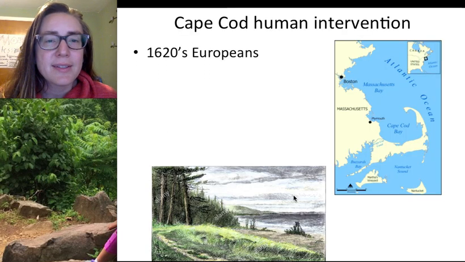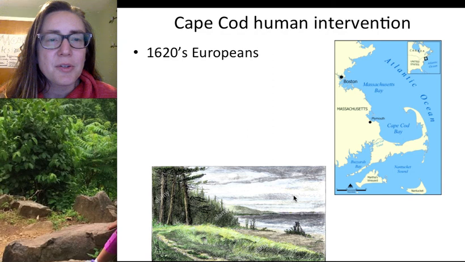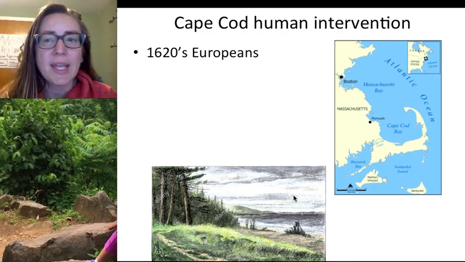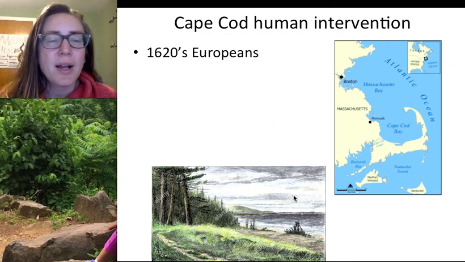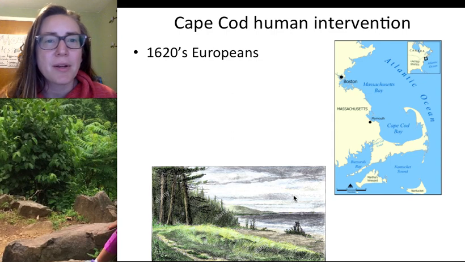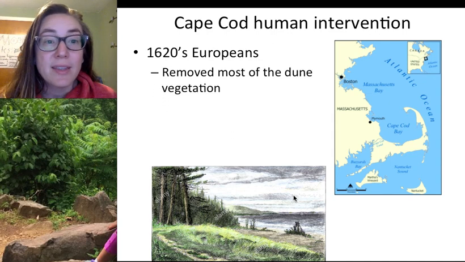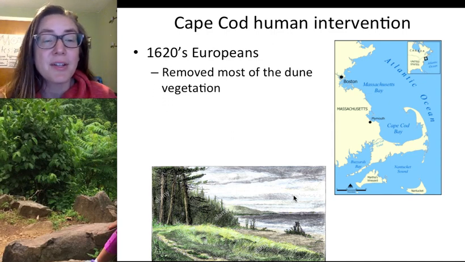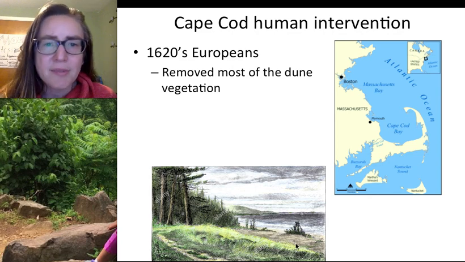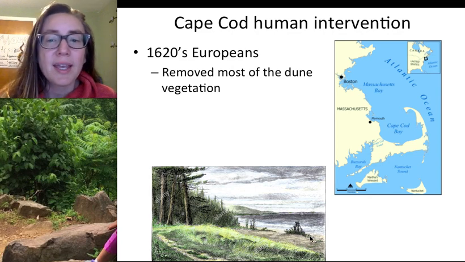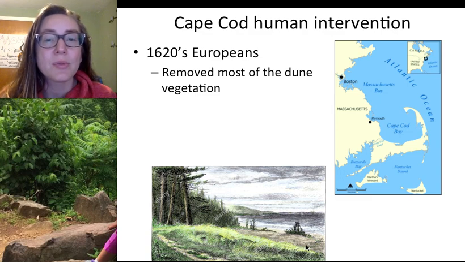Here's a classical example. In the 1960s, European settlers first made their way to the Cape Cod region, which is a barrier island. What they did, though, is they removed a lot of the vegetation that would support dunes. Dunes, you might think, look just like piles of sand. But what you don't see is all of the root systems in the dunes that hold that dune together.